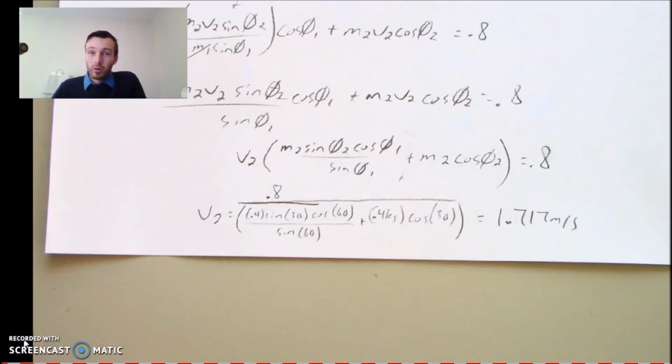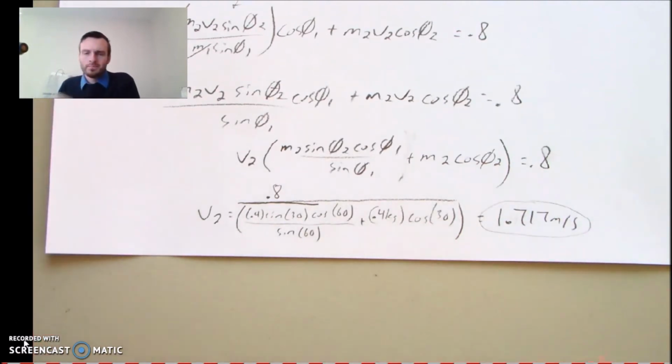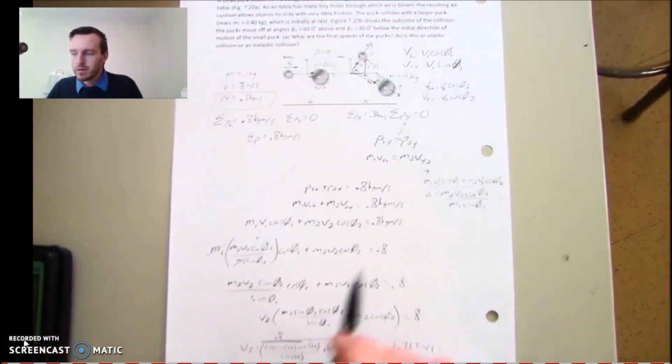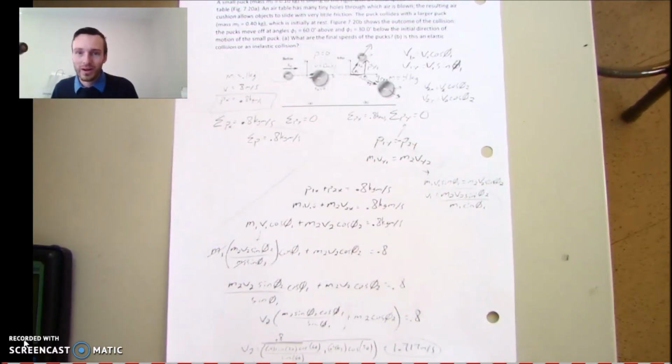So here's the work for plugging in to get the answer here of 1.717. Round to 1.72 if you want. Whew, all that work for just the velocity of the second puck, V2. So if we go back to our problem here, it did ask us to solve for what are the final speeds of the pucks, plural, so we have one more puck to work on.